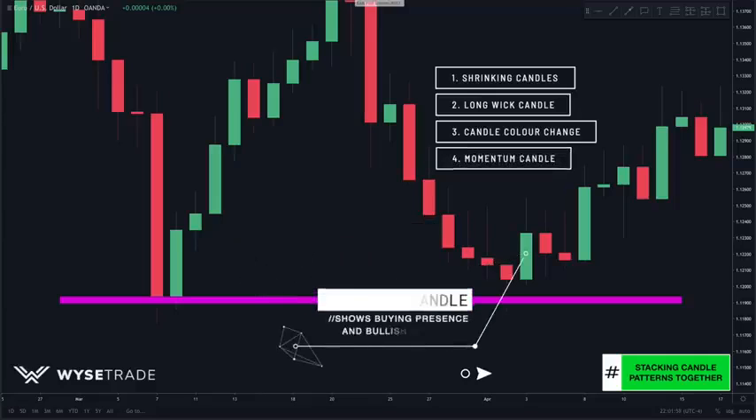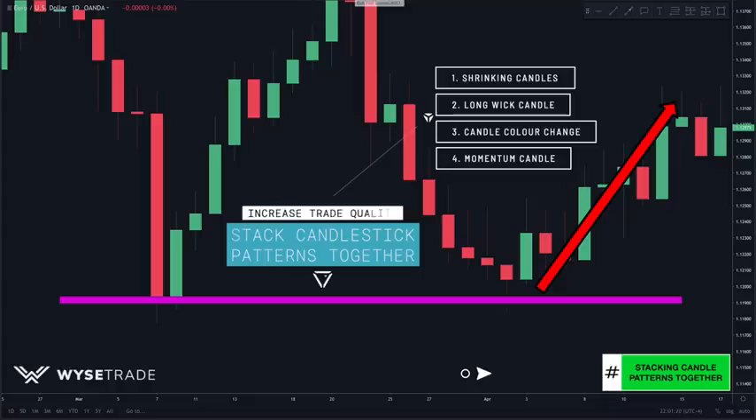And this is also a bullish momentum candle, which confirms that buyers were actually stepping in. Again, notice how we stacked multiple candlestick patterns together to improve trade quality. So moving on.